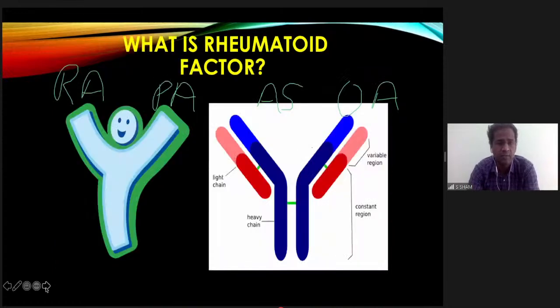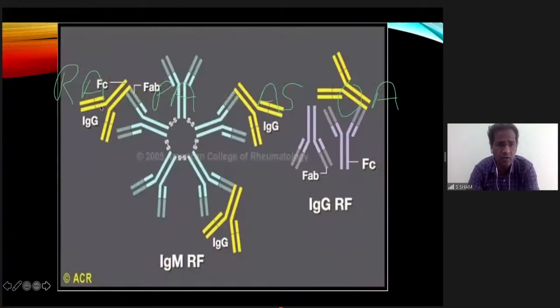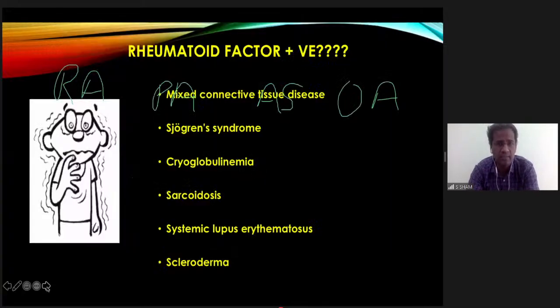really rheumatoid. So rheumatoid factor is basically nothing but an autoantibody which is directed against the Fc portion of an immunoglobulin like IgG. So rheumatoid factor positive doesn't mean only rheumatoid arthritis. That is the reason we don't call it RA factor. We call it a rheumatoid factor. You can see there are differential diagnoses. So if rheumatoid factor is positive, do think of the other things also.